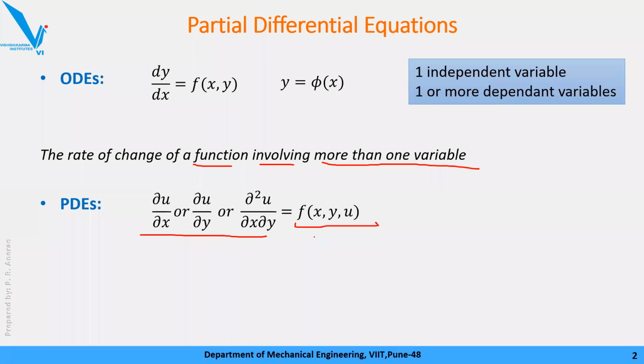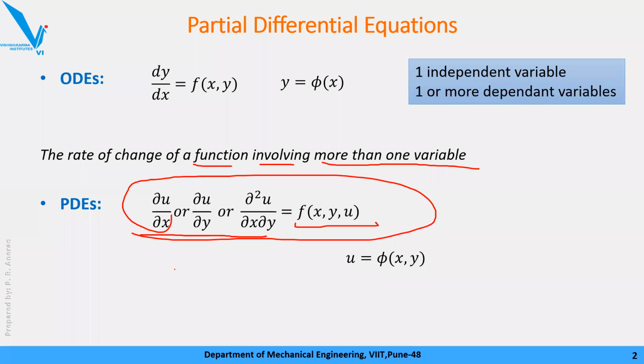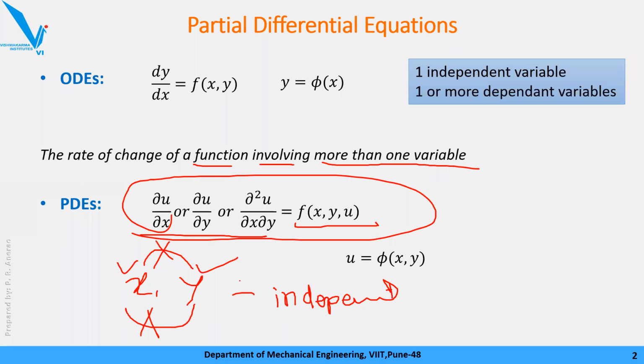Now what you understand from this is that u is a function of x and y. So that means we are dealing with x and y as independent variables. x and y do not have any direct relationship between each other. y is not depending on x, and x is not depending on y. Both are independent, but u is a function of x and y, so it depends on both.